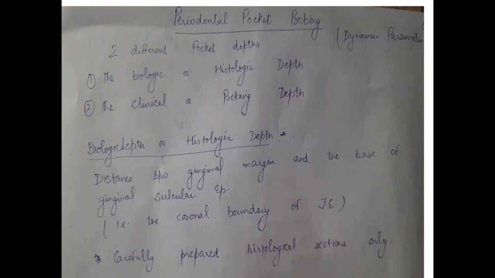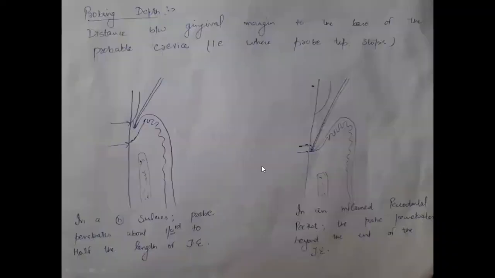What is the biologic depth or histologic depth? Biologic depth is the distance between the gingival margin and the base of gingival sulcular epithelium. That is the coronal boundary of junctional epithelium. Means in this diagram, just see here. This is enamel of the tooth, and here is the cementum, that is the root part.